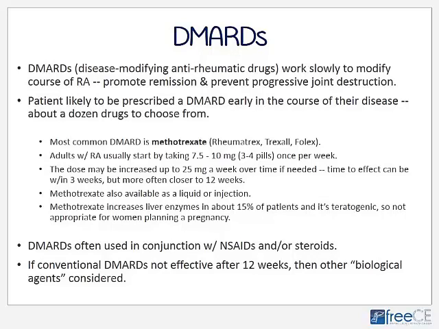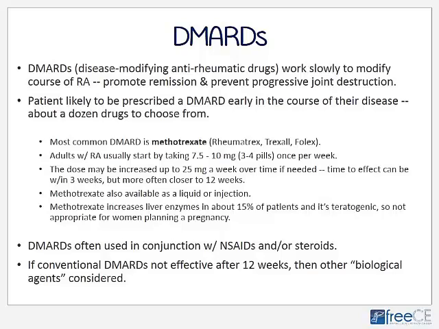So odds are, if you have a diagnosis of RA, you're definitely on DMARDs and usually a couple of other class types of drugs. There are about a dozen DMARDs to choose from. I would say the most common is methotrexate, brand names Rheumatrex, Trexall, Folex. Adults with RA usually start by taking between 7.5 and 10 milligrams, and this typically means 3 to 4 pills, all at once per week.